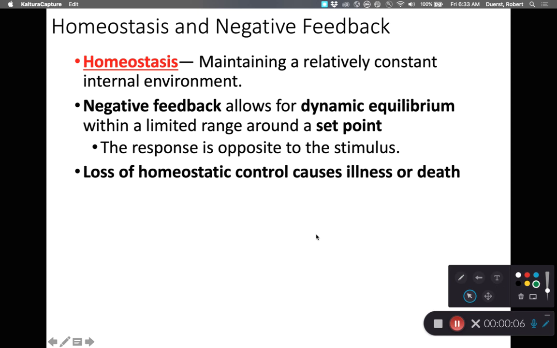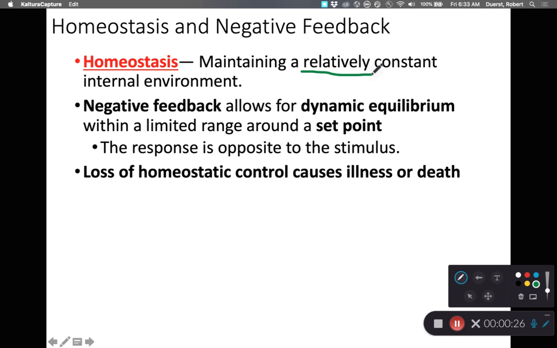Hi class, in this recording we're going to focus on homeostasis. When we think of homeostasis, it's the idea that the internal environment of our body is relatively unchanging. It's going to be relatively constant. And a key phrase here is relatively. We can have minor fluctuations, minor increases and decreases to whatever variable it is that we're trying to maintain.